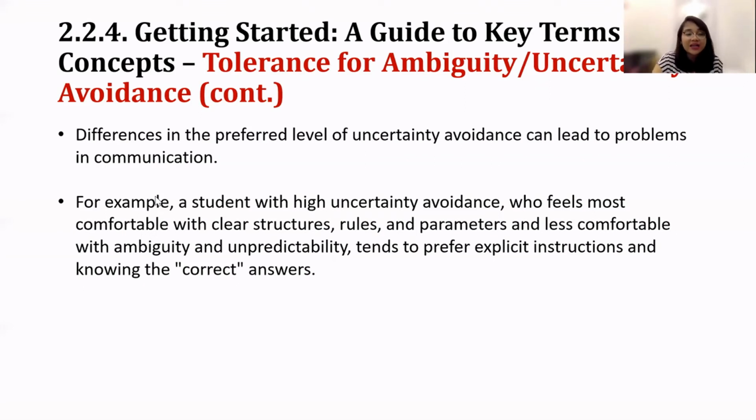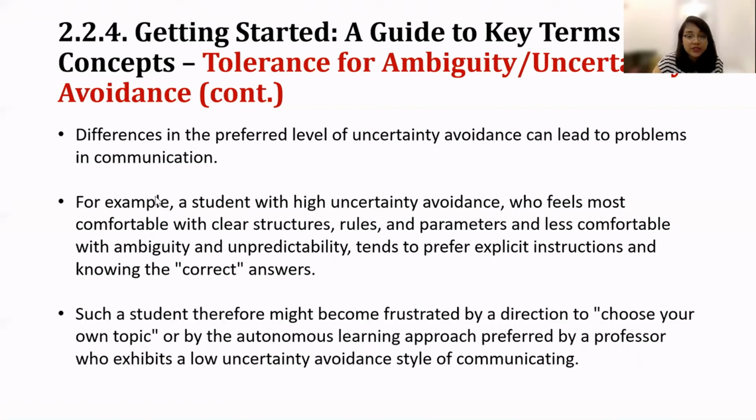For example, a student with high uncertainty avoidance, who likes to avoid uncertain situations, who feels most comfortable with clear structures, rules, and parameters, and less comfortable with ambiguity and unpredictability, tends to prefer explicit instruction and knowing the correct answers. Such a student, therefore, might become frustrated by a direction to choose your own topic, or by the autonomous learning approach preferred by a professor who exhibits a low uncertainty avoidance style of communicating.